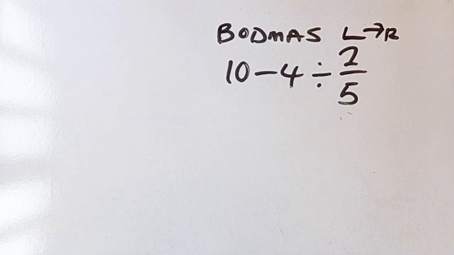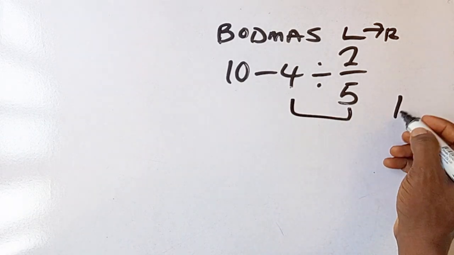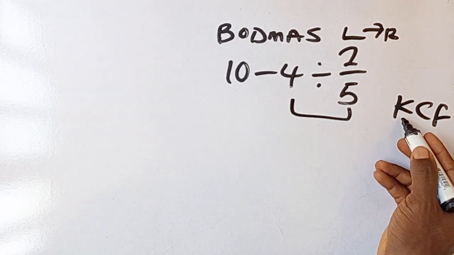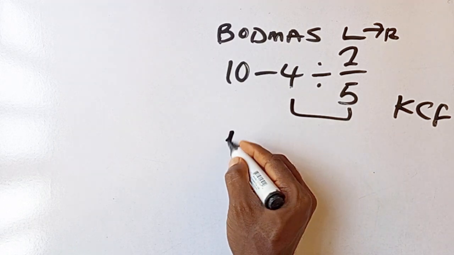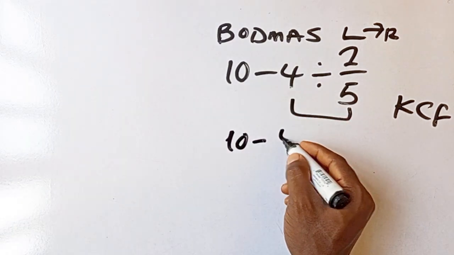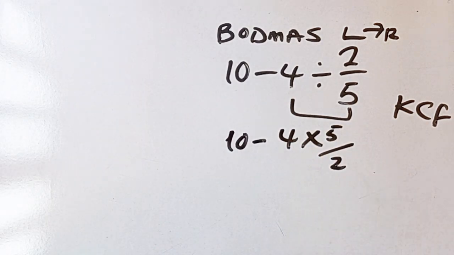So first of all, we have to do this division first. So if we do this division first, we have to apply KCF rule. K stands for keep, C stands for change, F stands for flip. So if we do this first, we have 10 minus 4 times 5 over 2.